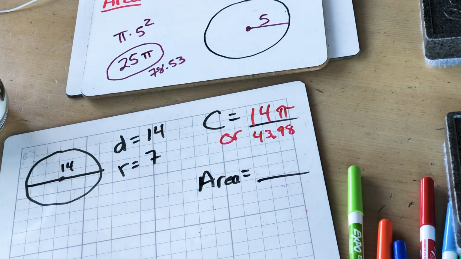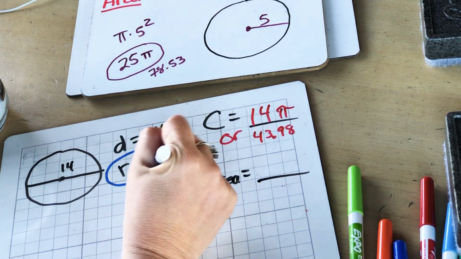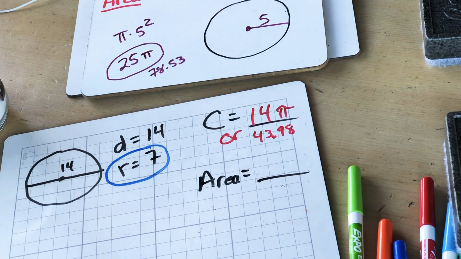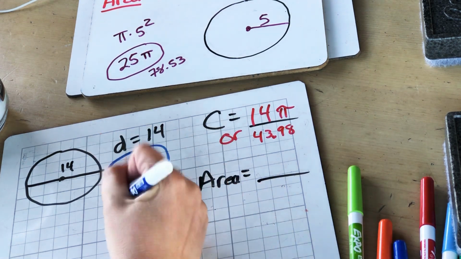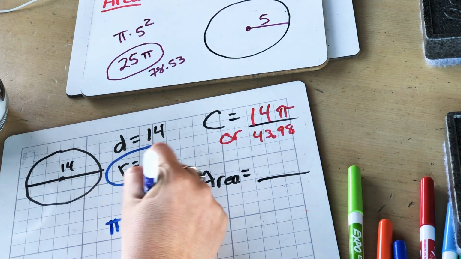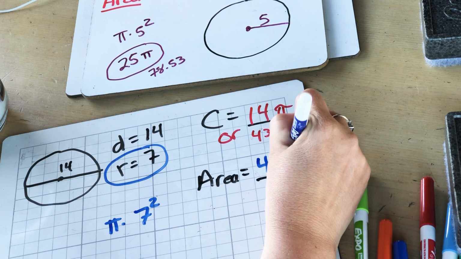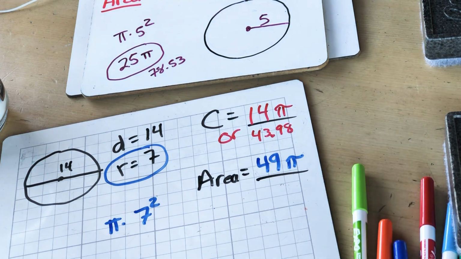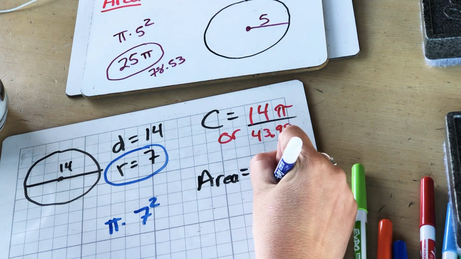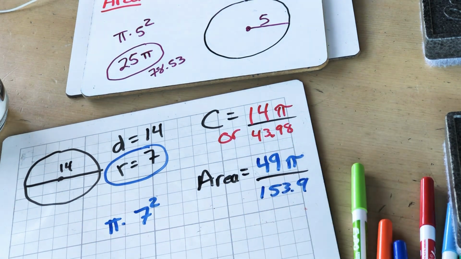Okay. Area, I definitely need the 7. All right, so if I'm given 14, don't panic. Just say, okay, I got to cut it in half. It's 7. So that way I can plug it into pi times 7 squared. 7 squared is 49, and you can leave it in terms of pi. That's what it's called. Or you can actually multiply it in a calculator. 49 times pi, about 153.9, something like that. Okay, so your choice. So that's the first part.